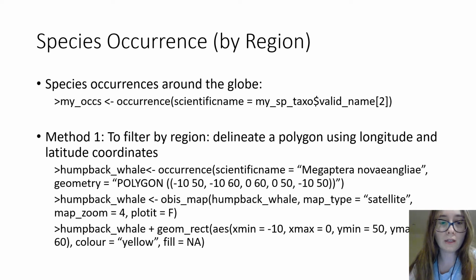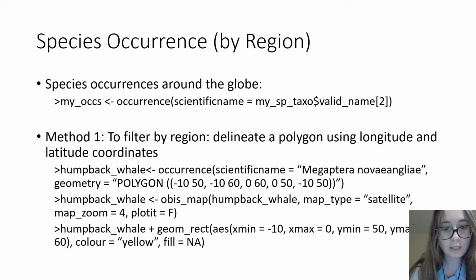But if we're looking at a specific region, then one of the things we can do is make a polygon using the longitudes and latitudes that we're interested in. So for example, if we want to have the occurrence of humpback whales between 0 and -10 degrees of longitude and between 50 and 60 degrees of latitude, we would use the following three commands that I have here.